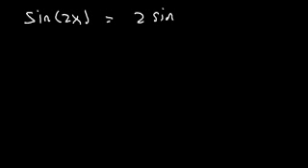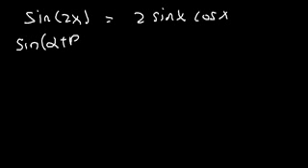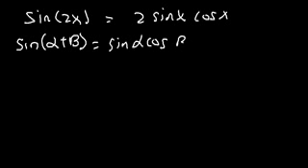Okay, let's try a double angle formula. Prove that sine 2x is equal to 2 sine x cosine x. How would you do that? You know the double angle formula, but how would you prove it? The best way to do this is to use the alpha plus beta formula. Sine alpha plus beta is sine alpha cosine beta plus cosine alpha sine beta.